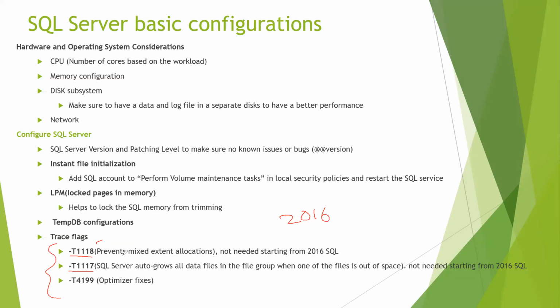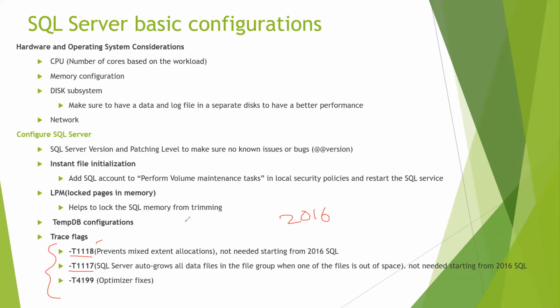So an extent is nothing but 8 pages of 8 KB each, a total of 64 KB, right? So 8 pages grouped together is called an extent. Whenever we create a table, there are two types of extent: one is uniform, another one is mixed extent. You might already know it, right?